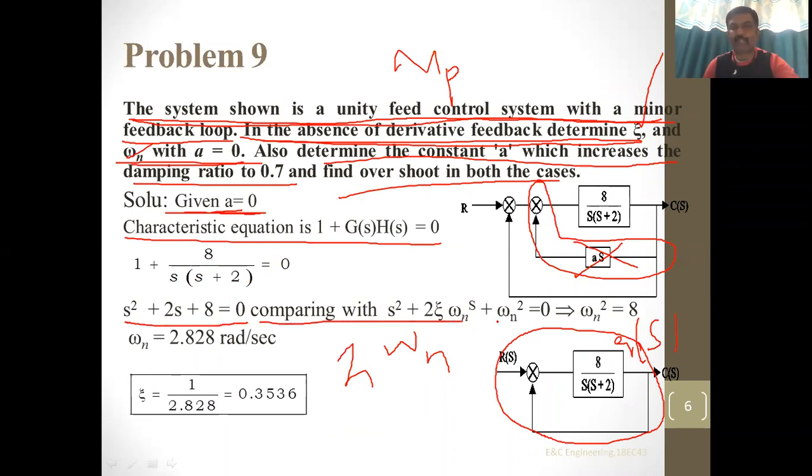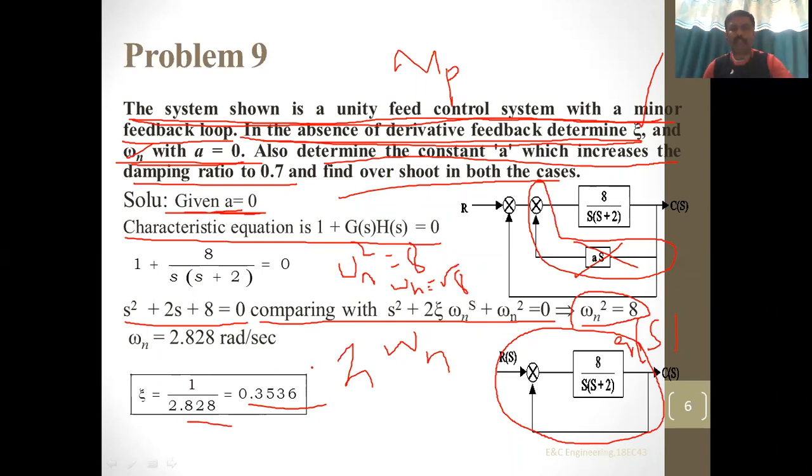Later, let me compare with the standard equation: s square plus 2 xi omega n s plus omega n square. After comparison, omega n square results in 8 and 2 xi omega n is equal to 2. After simplification, xi results in a value of 1 divided by 2.828, which is 0.3536. Omega n square is equal to 8, or omega n is equal to root of 8.